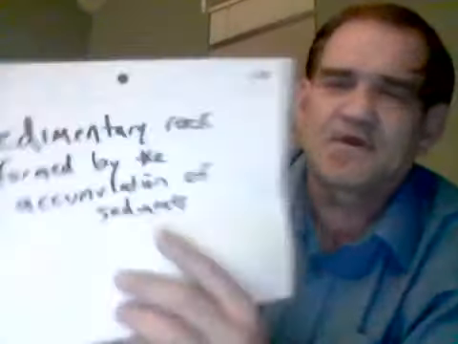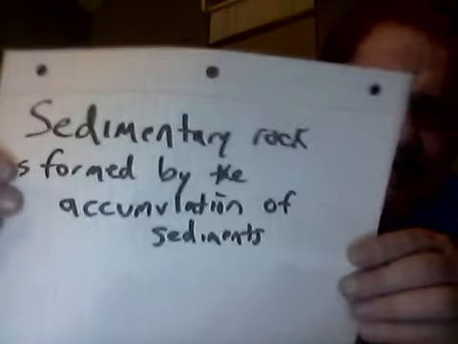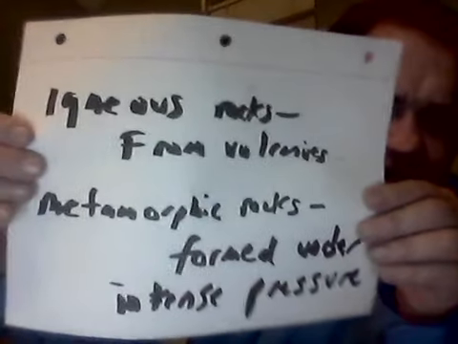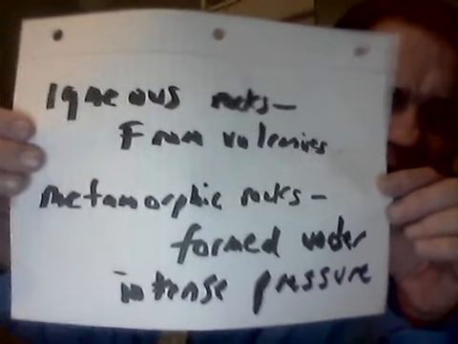Before I forget, if you want to know how to spell these, sedimentary is spelled like this. Then you have igneous, and metamorphic. There you go. 3 kinds of rocks: metamorphic, sedimentary, igneous, all found in the Earth's crust.